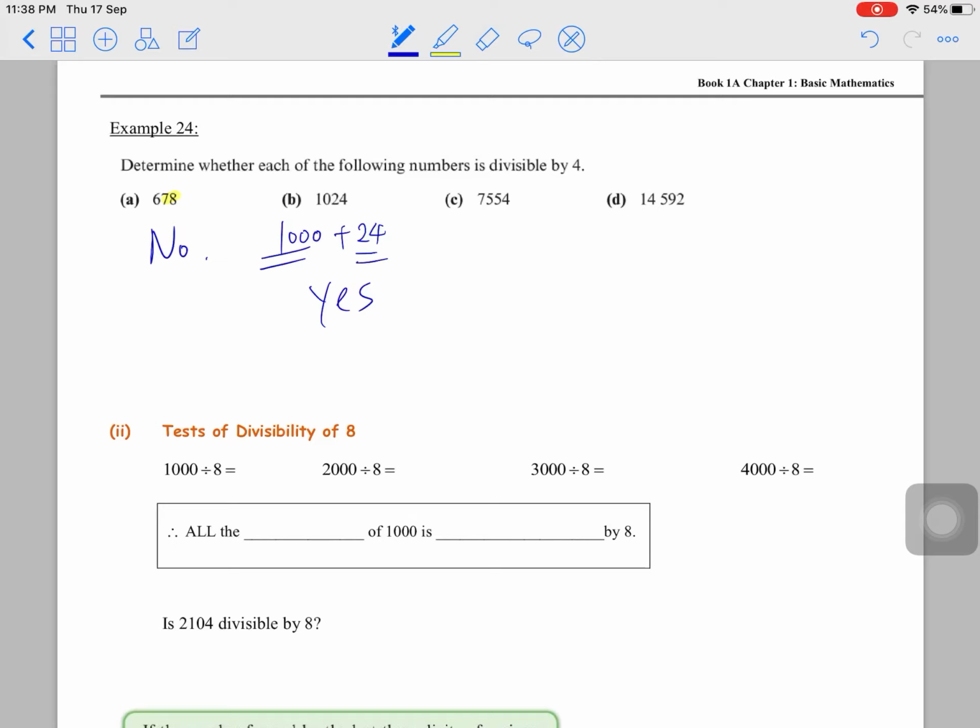How about 7,554? So 7,000 must be divisible by 4. 500 is also divisible by 4, and then we just check 54. So 54 is not divisible by 4. So this answer is no.